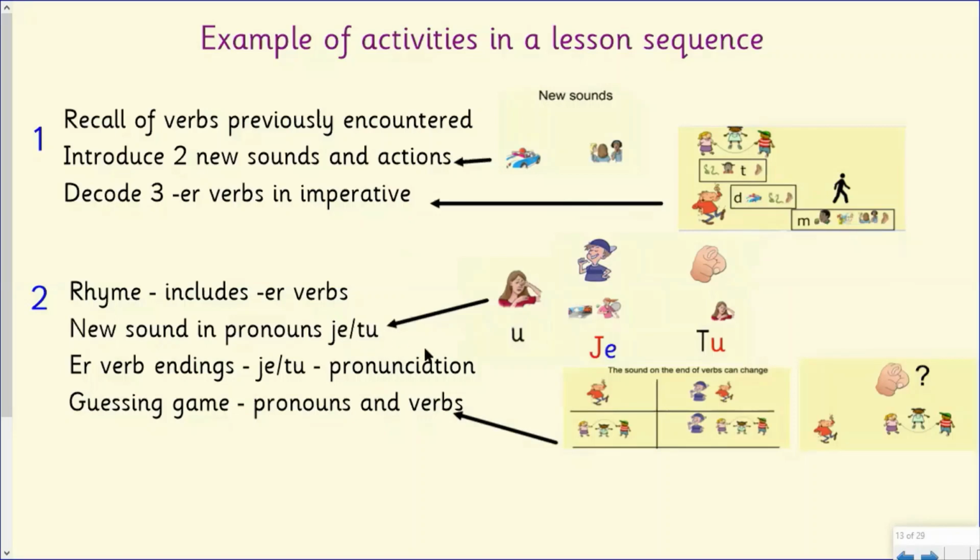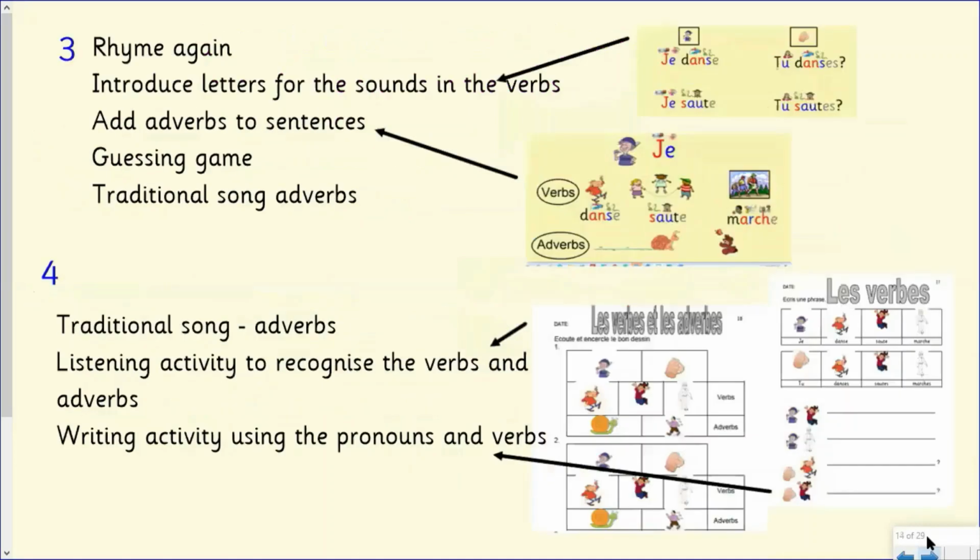So, je and tu. I know that they've met all the sounds apart from the U sound that they're going to meet in tu. So we practice that first. And then we practice the word for I. They've already met the j and the e sound, so they should be able to blend that for je and then tu. And then we talk about how this sound on the end of the verb changes when you put je and tu in it. And then we would have a little guessing game of what is this person doing behind my back using je and tu. The third lesson would probably be the rhyme again.